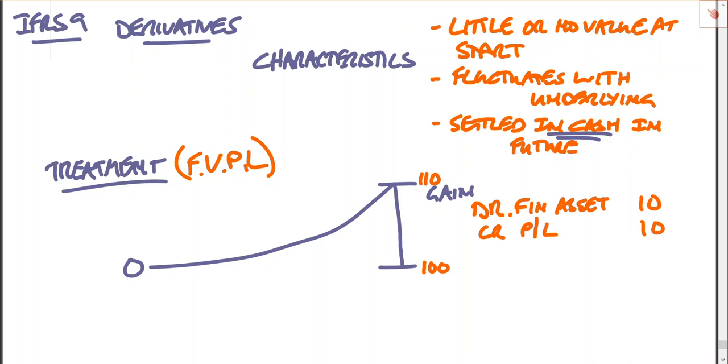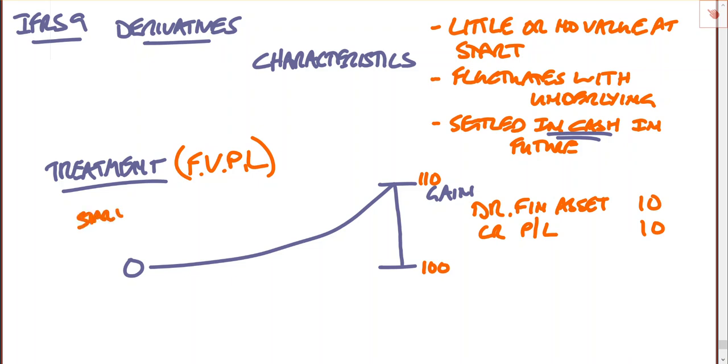And it would be exactly the same for a loss. So if the derivative went down in value, you would debit the P&L, credit a financial liability. So derivatives could be a financial asset if they're making a profit, or they could be a financial liability if they're making a loss. So remember that this is related to the characteristics.